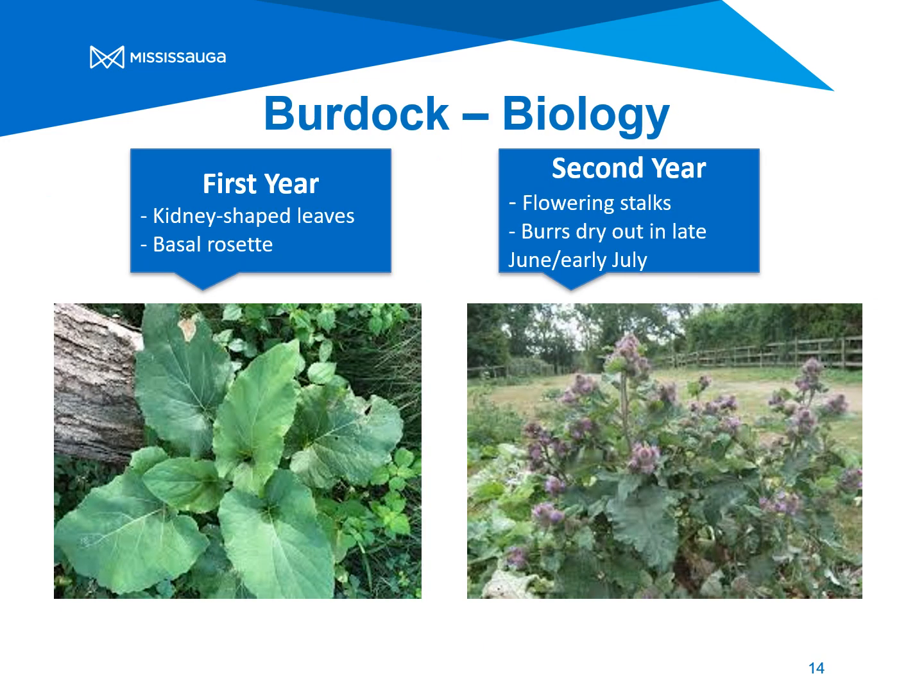Burdock is also a biennial plant. In its first year of growth, it grows as a basal rosette with large kidney-shaped leaves. It does not produce seed in the first year. In the second year, burdock grows tall, flowering stalks with burrs. The burrs dry out in late June and early July. We will focus on removing second-year plants to try to deplete the seed bank.